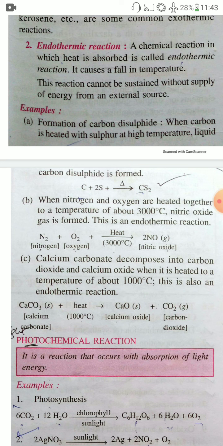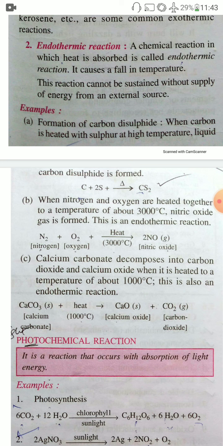Second example, when nitrogen and oxygen are heated together at a temperature of about 3000 degrees Celsius, nitric oxide gas is formed. This reaction is endothermic because heat is absorbed in this reaction. So the reaction is N2 plus O2 gives 2NO, nitric oxide, with heat at 3000 degrees Celsius.